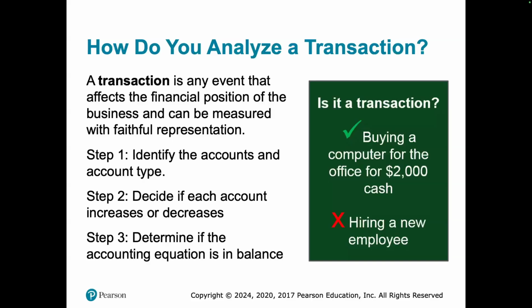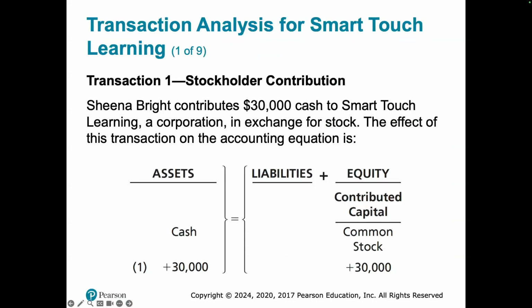In the end, we still have that $2,000 of assets. We just exchanged it from being cash to now being equipment, computer equipment. Now, let's look at what happens here.